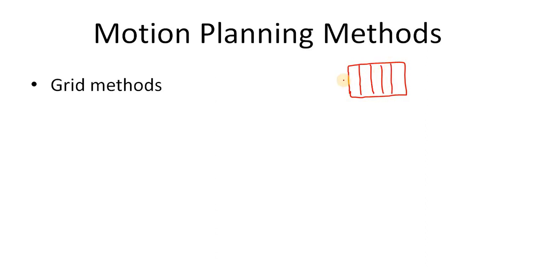Now we shall see the motion planning methods. How can we do motion planning? So we have grid-based methods. Grid-based methods decompose the environment into small cells, or you can say they discretize the environment, and then they use motion planning or path planning. So these are grid-based methods that work on a discrete environment. They make a grid, or they discretize your environment.